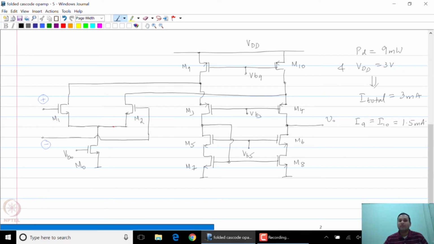The total current drawn from supply will then be 3 milliamps. We will be within the power budget. So once we have decided this, we now need to decide how much of this is going to go into the different paths. So let us say that we are going to divide the current equally between the two paths. So let us say this path is going to have 1.5 milliamps of current. In other words, these two, I1 and I2, are going to be 0.75 milliamps each.